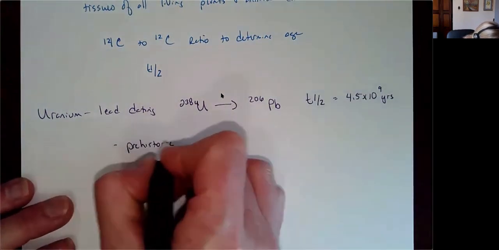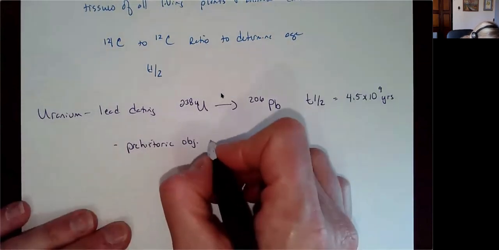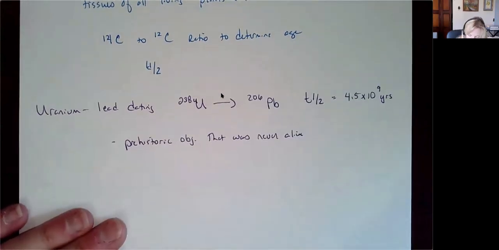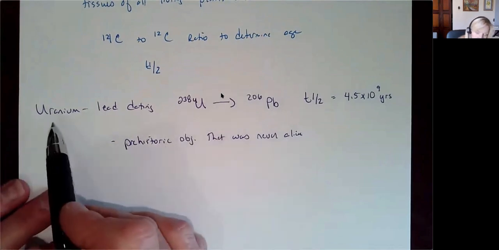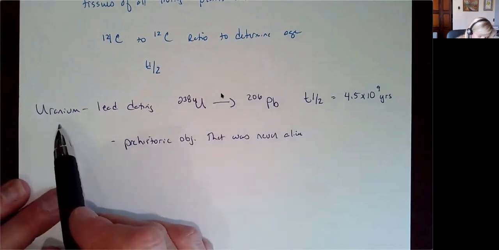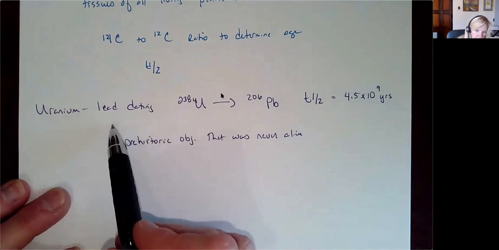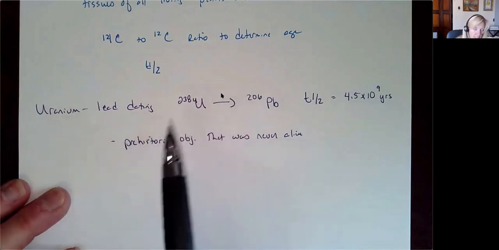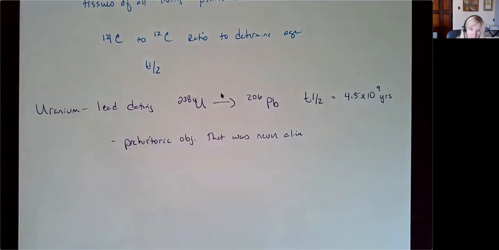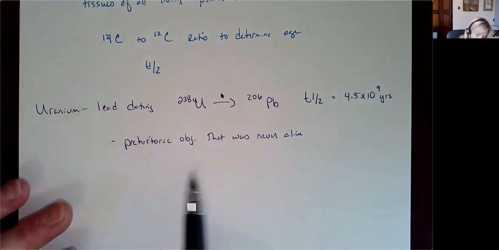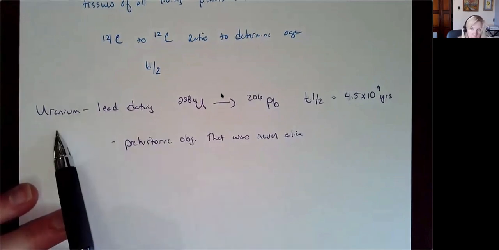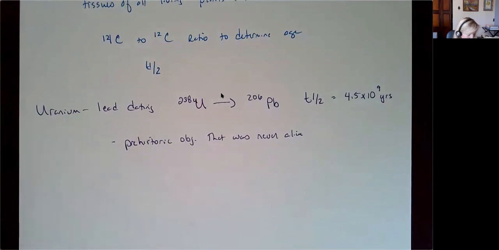A prehistoric object that was never alive, rocks, things like that, is going to have naturally occurring uranium in it. Then we can look at how much lead-206 is in that substance, and we can compare and backdate it that way. Volcanic events deposit uranium in rocks and silt. Once it's incorporated, that's when the clock starts ticking. So uranium dating gives us the time at which that rock or whatever it was formed.